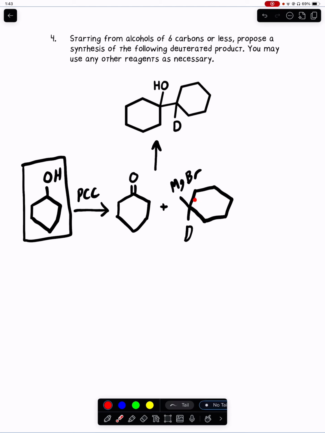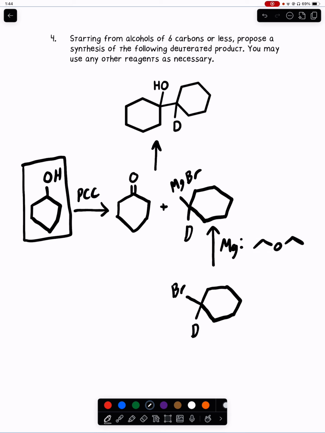Let's go back to this Grignard now. We're just going to ask ourselves, how did we make this Grignard reagent? Well, remember, Grignards are always made from the corresponding haloalkane using magnesium metal in some sort of ether solvent. So I'm just going to go ahead and draw the corresponding haloalkane. The deuterium's still there, and the bromine must have been bonded to this carbon right here. The transformation was made using magnesium metal in some sort of ether solvent. I'm just going to go ahead and say diethyl ether.